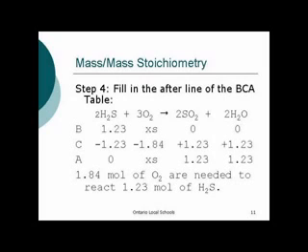What we were trying to find was the number of grams of O2 we needed. We now know the number of moles. 1.84 moles of O2 are needed to react 1.23 moles of H2S. We have to find moles first before we can find the grams of O2. You can think of the mole calculations as the bridge to go from grams of one to grams of the other. You're going to have to use a mole ratio calculation as part of that bridge.